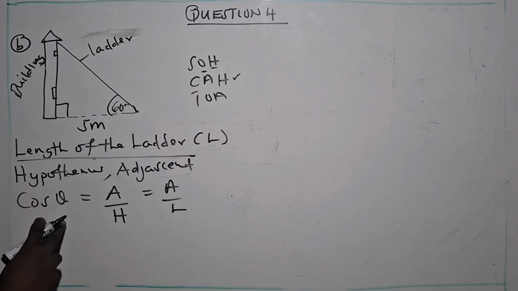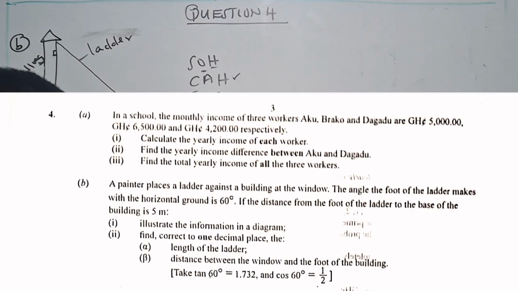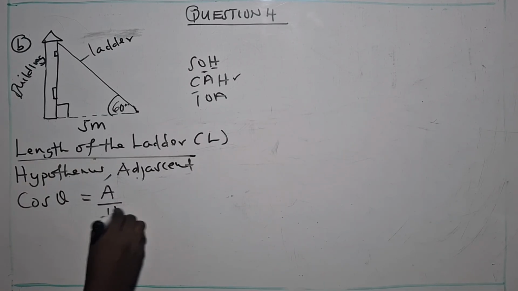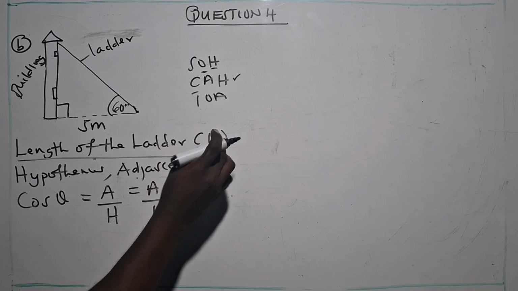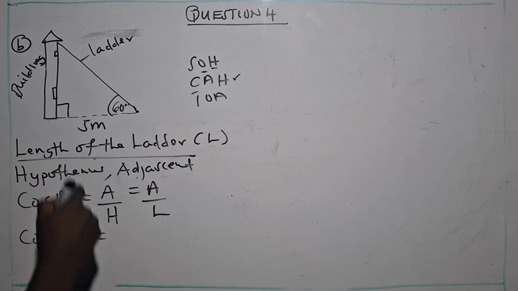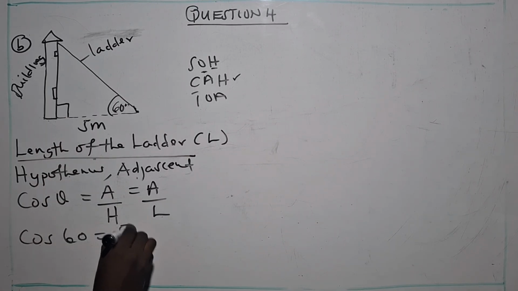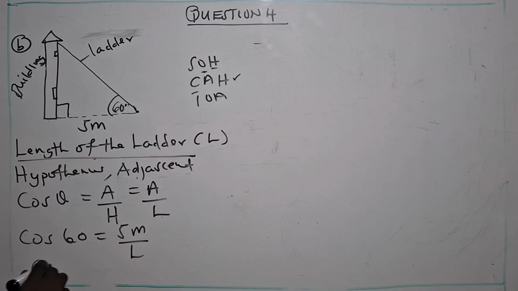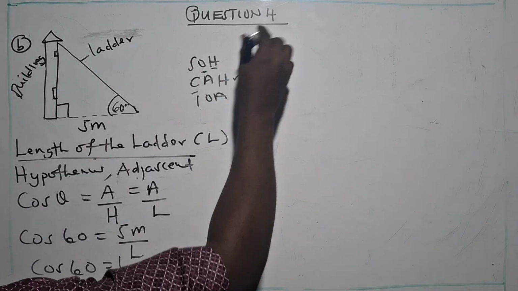But were we given cos? According to the question, were you given cos? Yes, we're given cos 60 as half. So cos of the angle is going to be the adjacent over the hypotenuse. Since I said let's use L for the length of the ladder, here we are going to have cos 60 is equal to the adjacent, which is 5 meters, over the length of this side. We're given cos 60 as half, so we are going to replace it here.